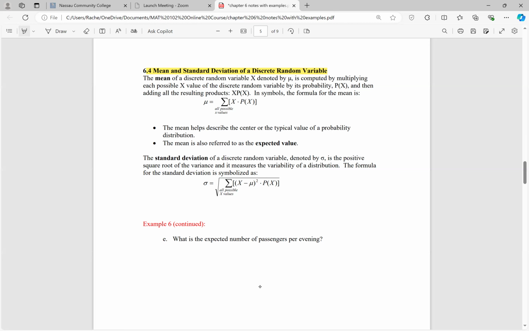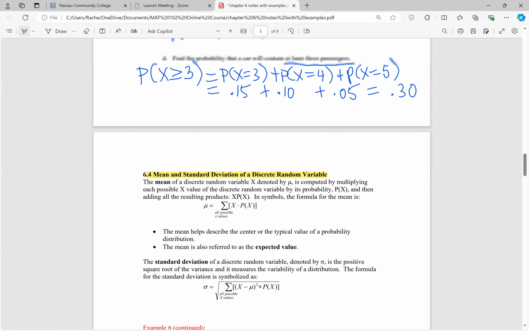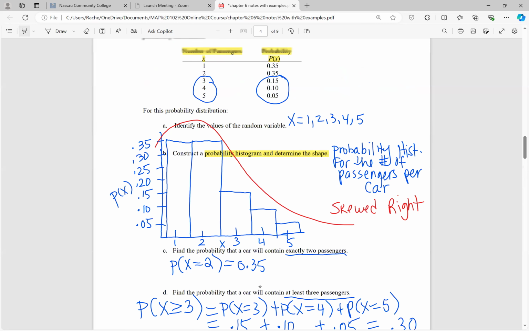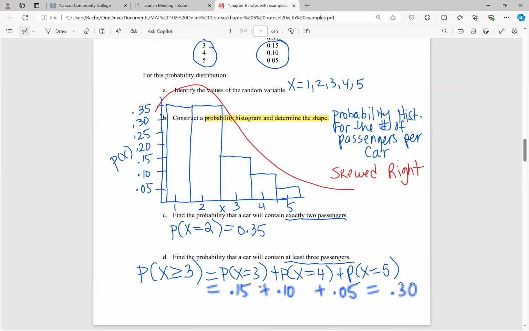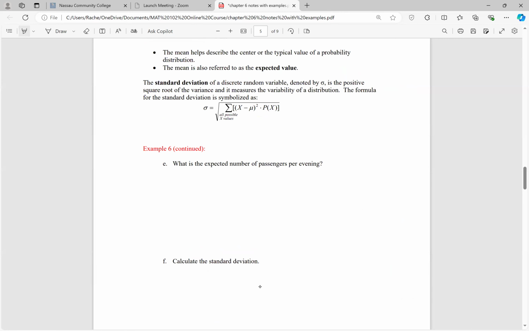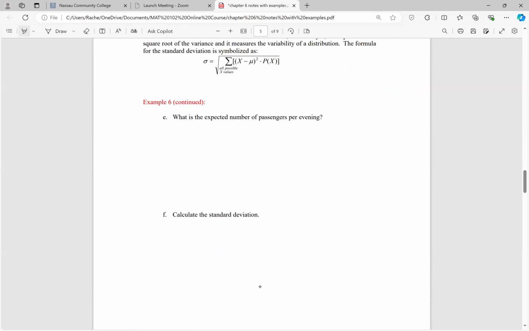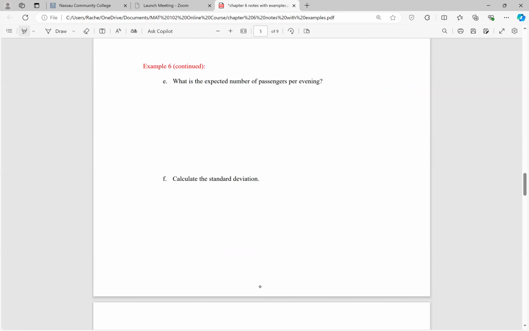And we can also calculate the standard deviation. Standard deviation, remember from chapter 3, measures the spread or the variability of a data set. We could calculate the standard deviation of a probability distribution, and it's going to measure the variability of the distribution. So in the next lesson, we're going to continue this example, the one with the number of passengers per car. I'll show you how to calculate the mean, or the expected number of passengers per car in the evening, and then the standard deviation.